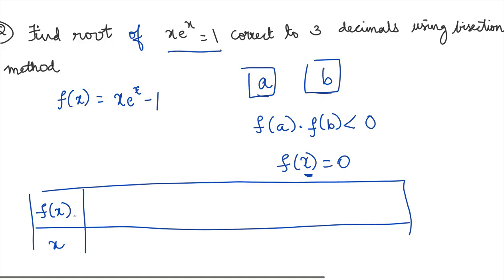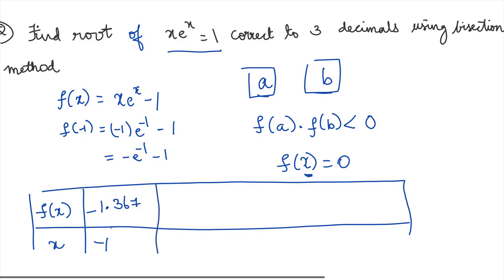So let's say my x value is minus 1. When we substitute minus 1 here, what will be f of minus 1? It's minus 1 into e power minus 1 minus 1, which is minus e power minus 1 minus 1. The value of it would be minus 1.367.